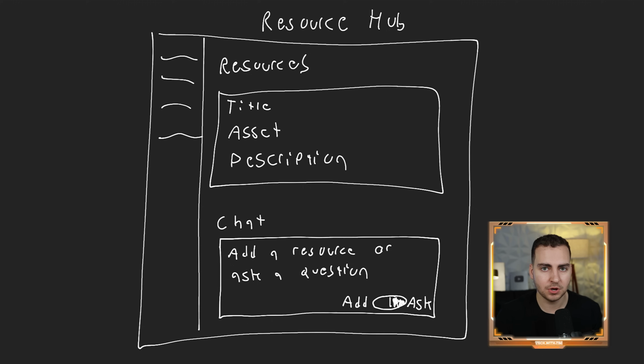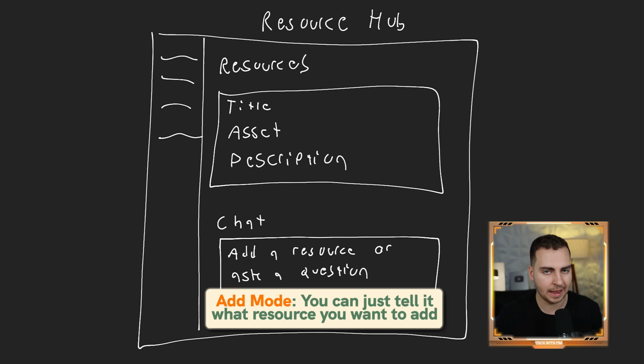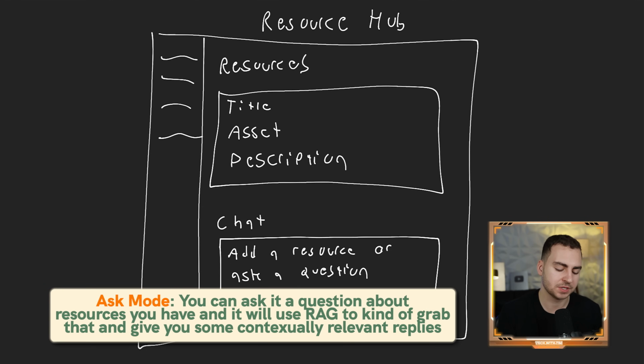If you have it in add mode, you can just tell it what resource you want to add and it will automatically do that for you. Or you can ask it a question about resources that you have and it will use retrieval augmented generation to grab that and give you some contextually relevant replies.